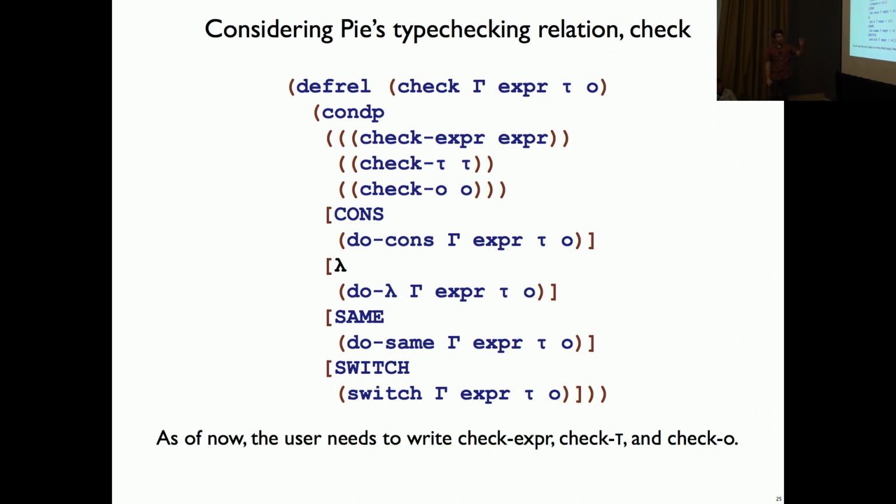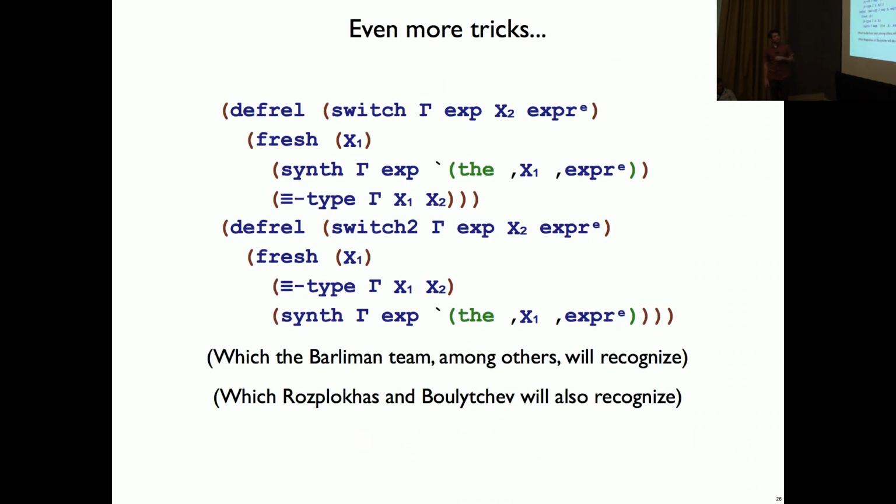And so as of now, these functions need to be written by the user. The reason for that is that we can actually do extra fancy things with condp, given that the user has complete control over the search. For the switch rule example, and this is a trick that plenty of other people have also found, by reordering goals, we can get better execution time. The idea is, depending on whether or not the type or the input expression to check is ground, it's better to do the synthesis first or the equivalence of types first.